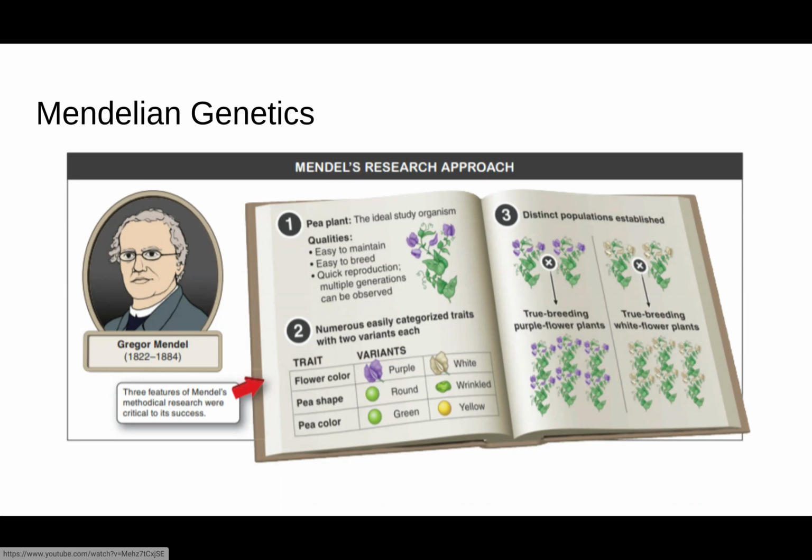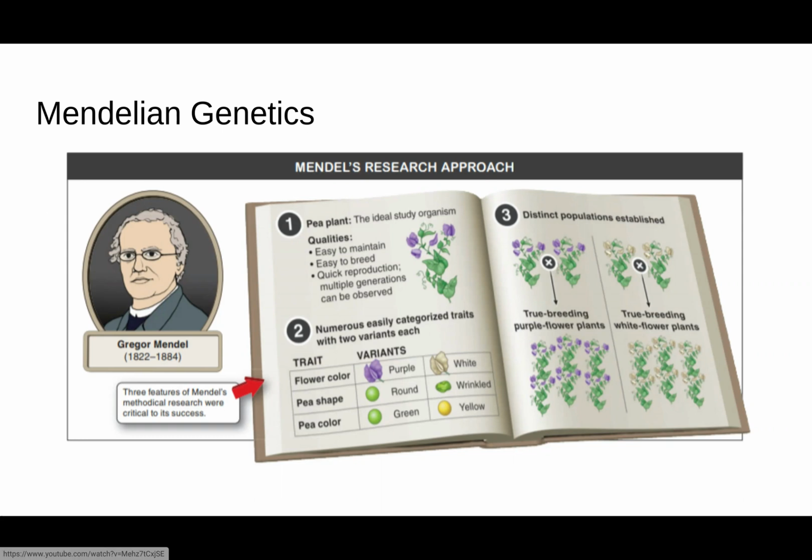One of the nice things about pea plants is they are easy to maintain, easy to breed, and they produce offspring very, very fast. So you could do experiments in a few weeks as opposed to a human population where you'd have to wait hundreds of years, and no scientist could study hundreds of years in their own lifetime, right? People just don't live that long. So something like peas allows you to study heredity and genetics.